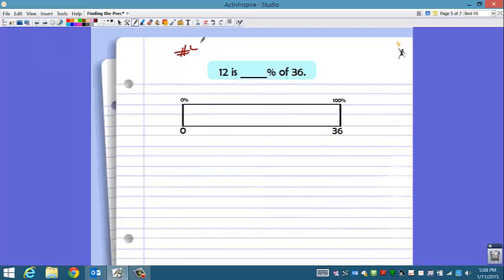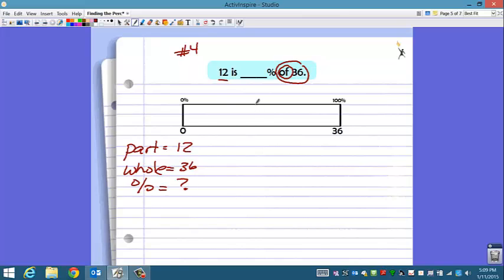Okay, example number 4. 12 is what percent of 36? Write what you know. What is your part? What is your whole? What is the percent? Well, my clue word for my whole is "of 36." So that is my whole. My part is 12, and we're looking for the percent.